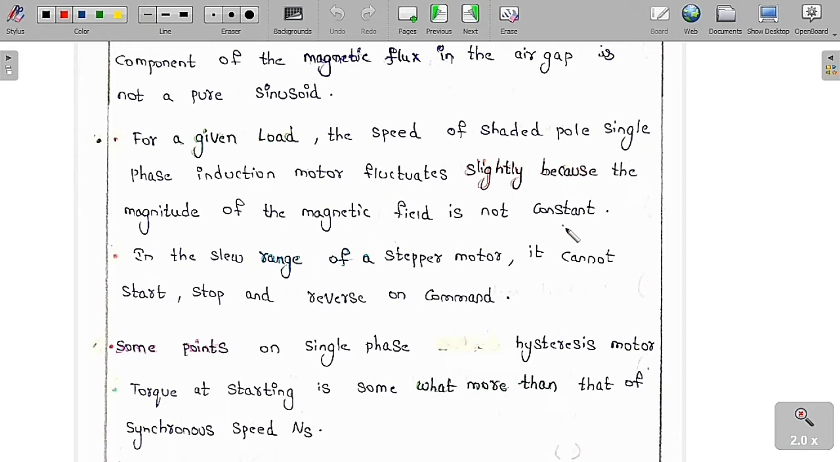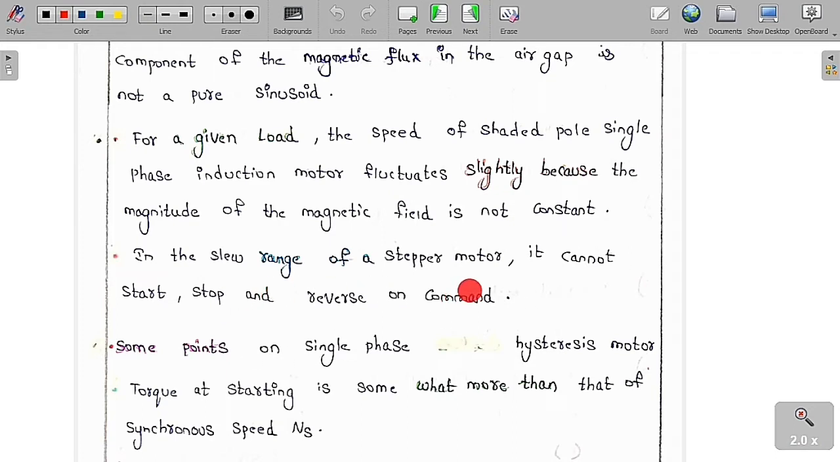Always, for a given load, the speed of the shaded pole single-phase induction motor fluctuates slightly because the magnitude of the magnetic field is not constant. Whenever the magnitude of the magnetic field is not constant, the speed fluctuates in the case of the shaded pole single-phase induction motor.